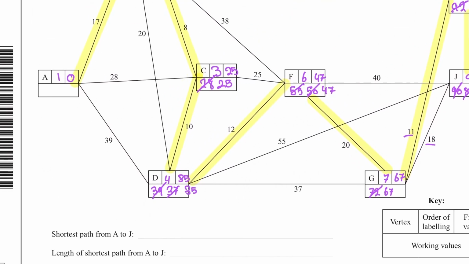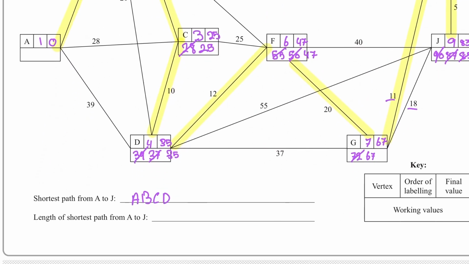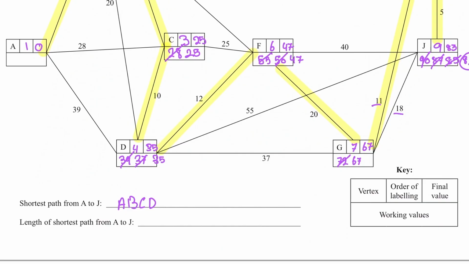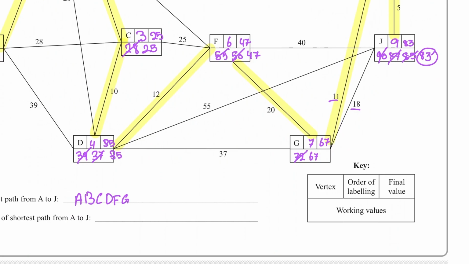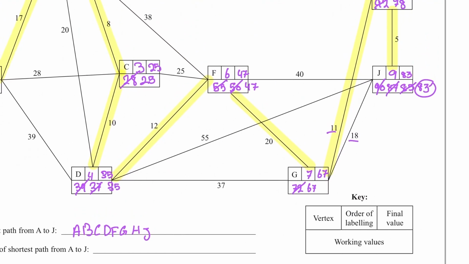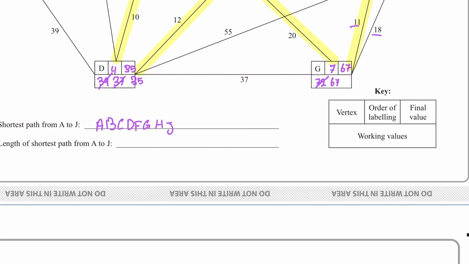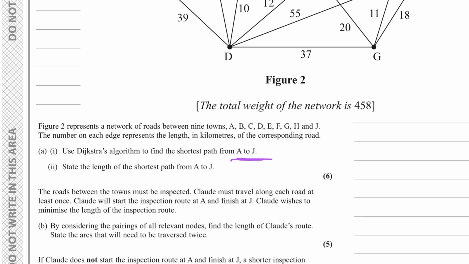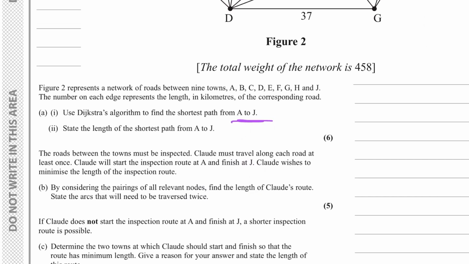And we can write it down, which is A, B, then C, D, and then F, G, and then H, J. And then the shortest path is going to be the value that is inside this box over here, which is going to be the 83. And this is it for parts A, I, and II for question number 3. And now we can go to part B from question number 3.